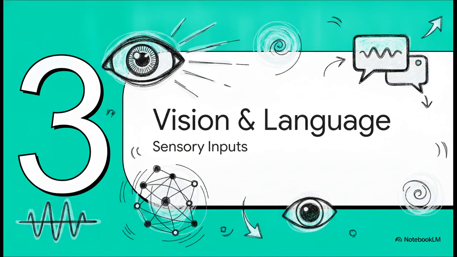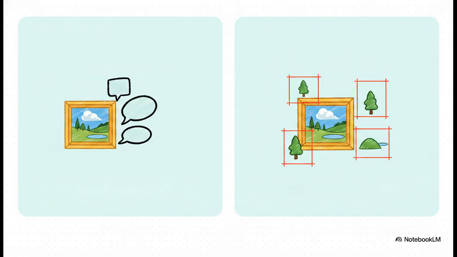We're moving from raw data into how Azure actually interprets human sight and text. The exam absolutely loves testing your ability to spot subtle differences here, especially between image tagging and object detection. It's a very simple distinction, but highly tested.